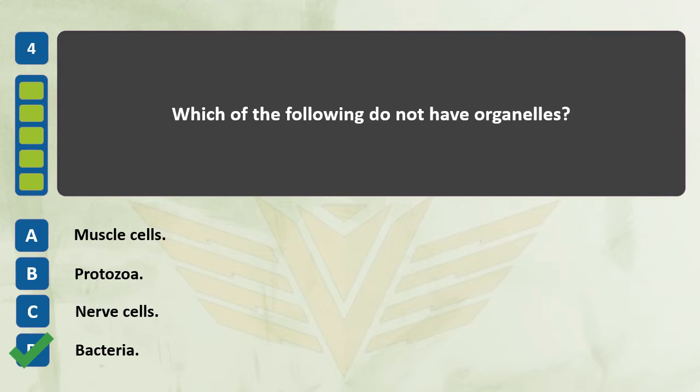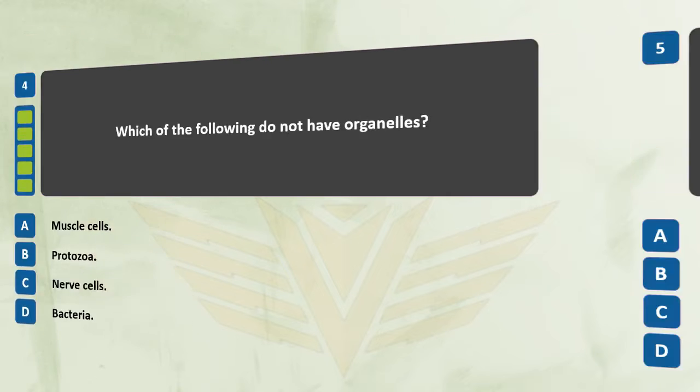Answer D. Muscle cells, choice A, and nerve cells, choice C, all have organelles. Protozoa, choice B, which are one-celled organisms, also have organelles. Bacteria, choice D, do not. Choice D is the correct answer.